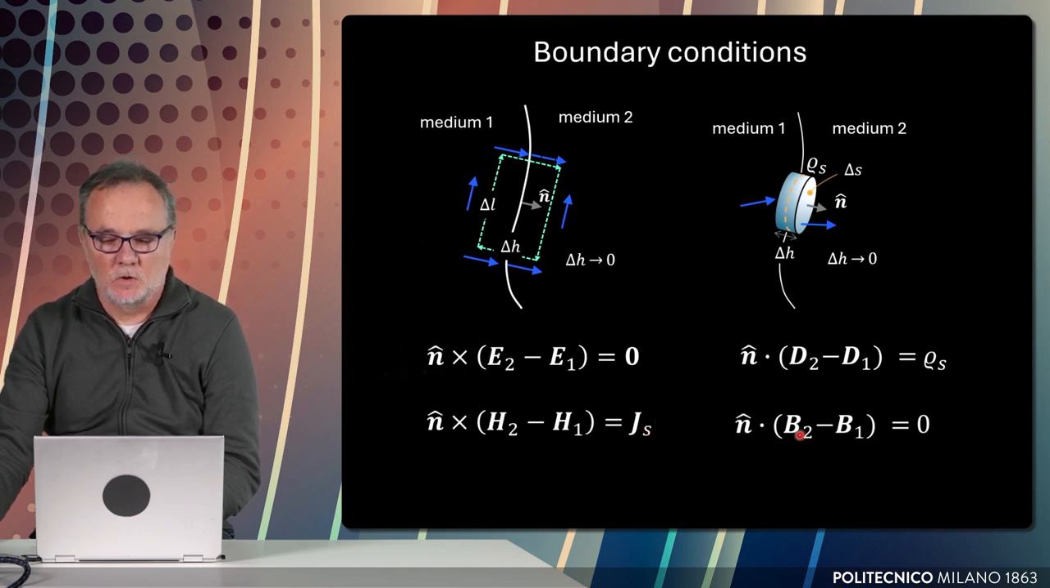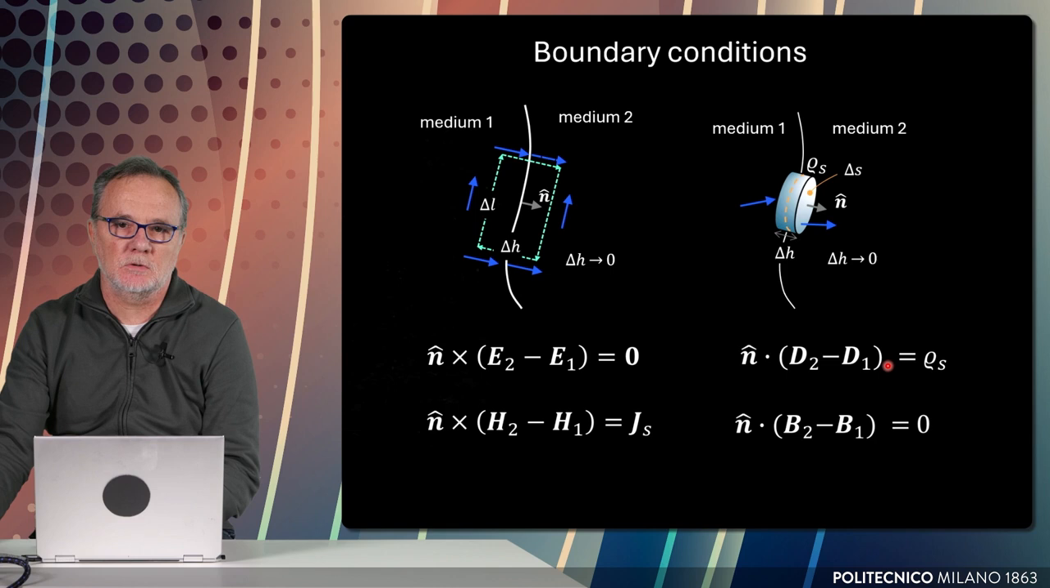Similarly, the normal component of magnetic induction must be continuous between two materials, and the normal component of electrical induction must be discontinuous only if there is a surface charge density at the interface. This set of four equations is perfectly equivalent to the equations that we already studied in magnetostatics and electrostatics.